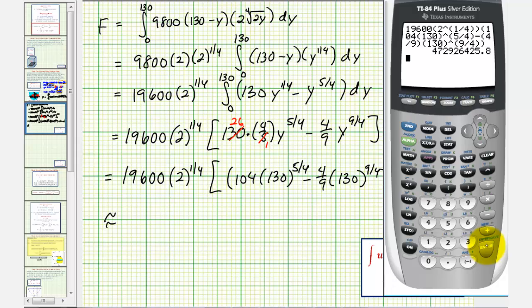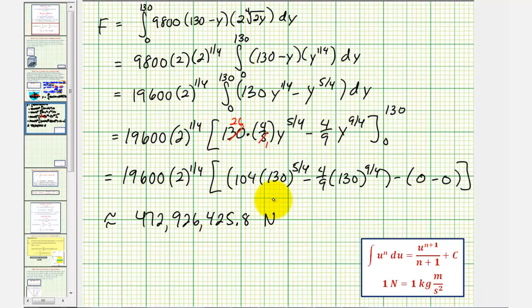So we have 472,926,425.8, and this would be newtons. This is the force being applied to the dam, and this would be newtons.